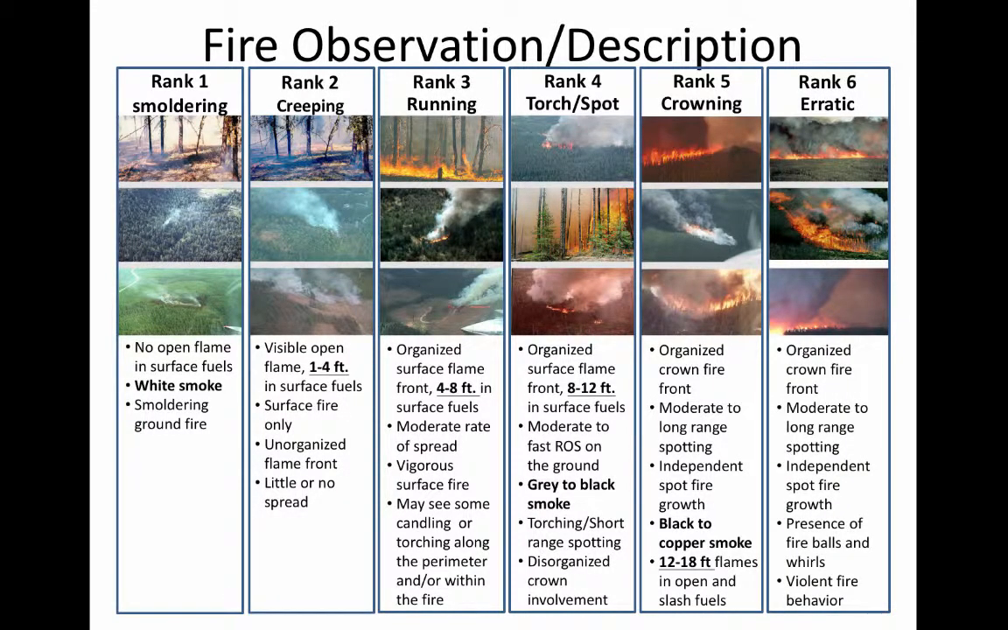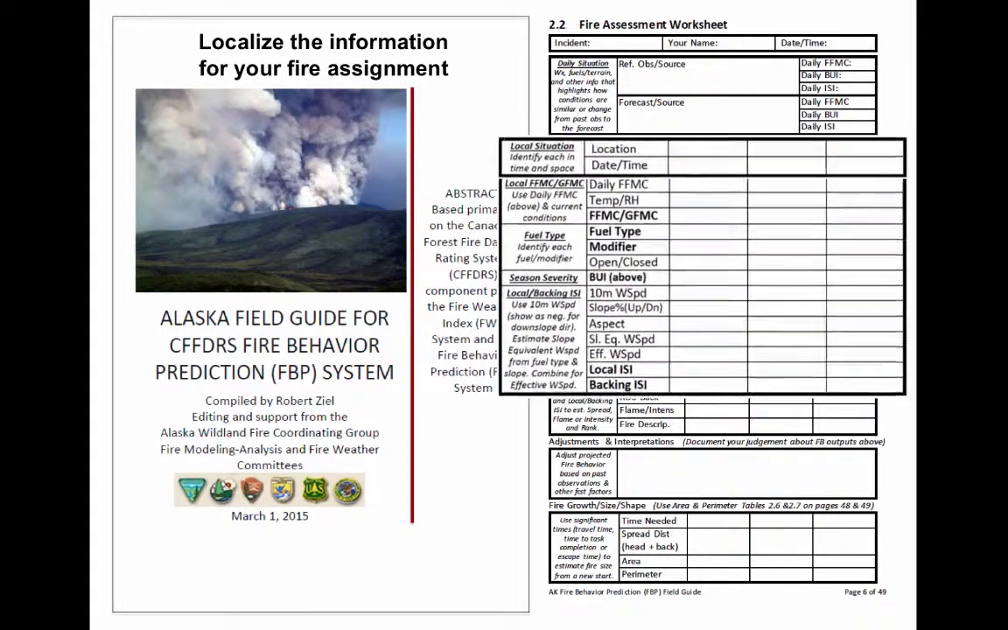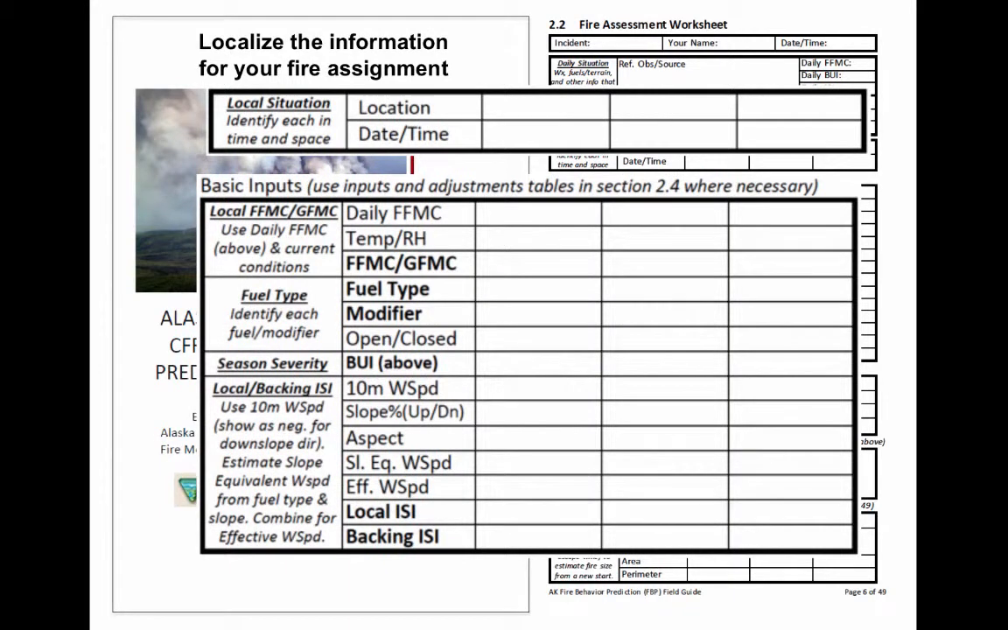Ensure that you get and give objective fire behavior information for your fire. This will help you interpret and estimate expected fire behavior. Again, you're encouraged to keep the fire assessment worksheet handy to reinforce the entire process. You'll identify the time and place for your local situation. You'll localize the basic fire inputs, the FFMC, the fuel type, season severity, and local ISI for your fire situation.